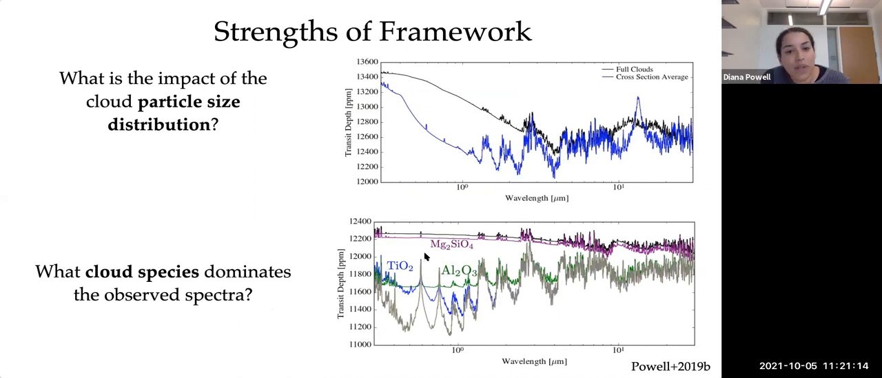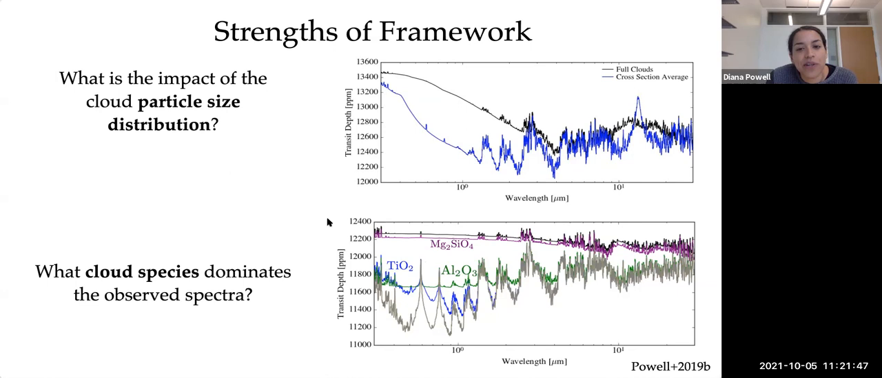And then on the same plot in blue, I'm showing the transmission spectrum if I take an average cloud particle size for each cloud species while conserving the total cloud mass. As you can see, both the amplitude and the shape of the transmission spectra change between the two cases. And this is particularly true in the optical and near the broad cloud absorption features in the infrared. So this indicates that understanding the cloud particle size distribution is important when interpreting observed spectra.